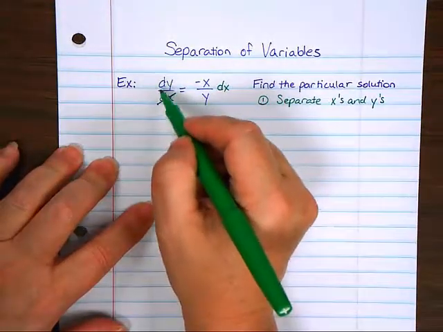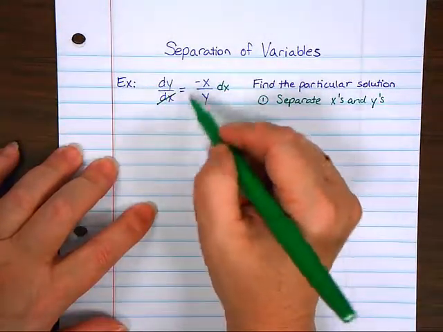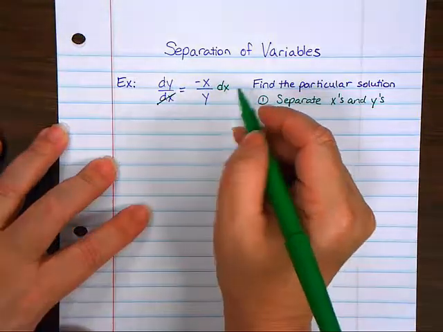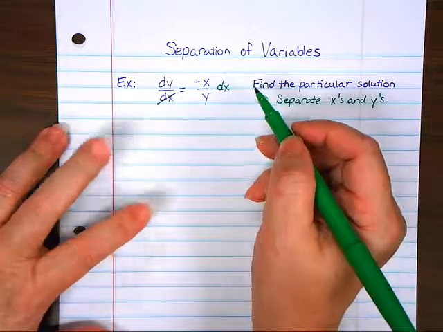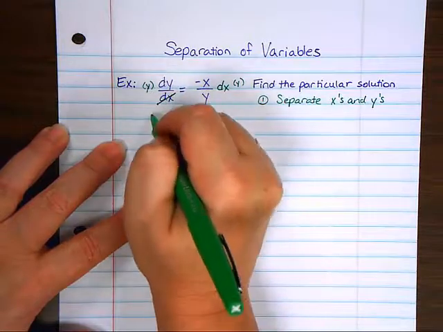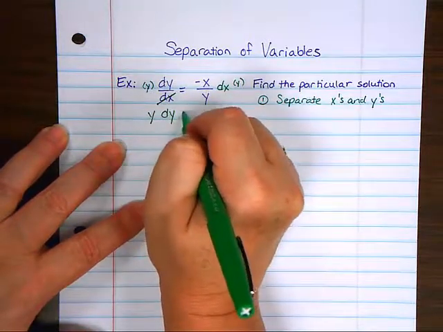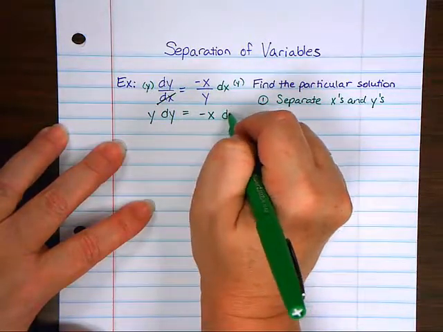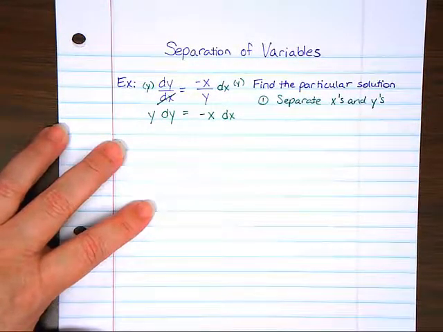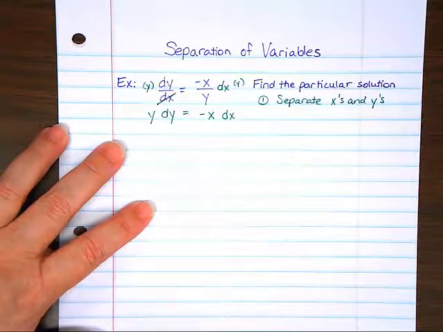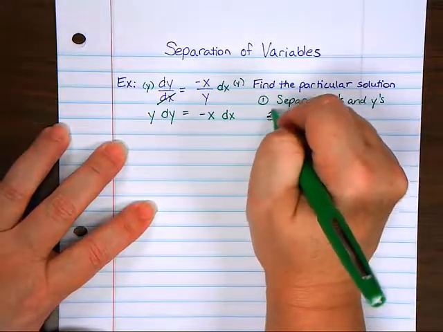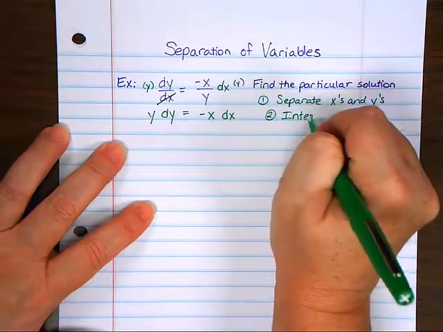So since there's nothing with dy, it's done. What over here needs to move to the other side? How do I move it? Multiply both sides by y. Sometimes you'll divide to move stuff, but sometimes you'll multiply. So in this case, we're going to multiply both sides by y. So now we have y dy equals negative x dx. You have successfully separated the variables. That wasn't so bad. Okay. Step 2, we are going to integrate both sides.